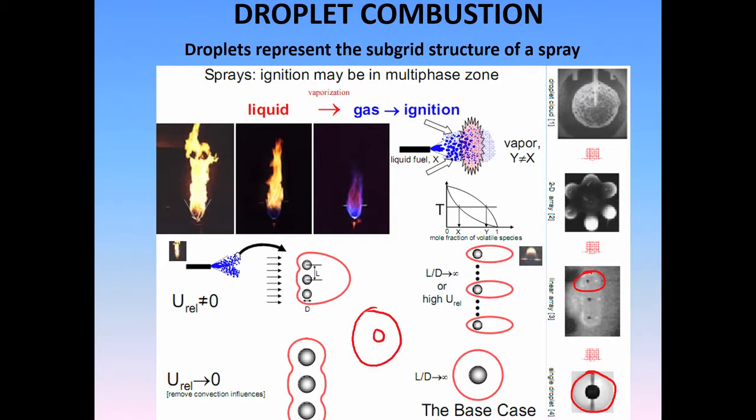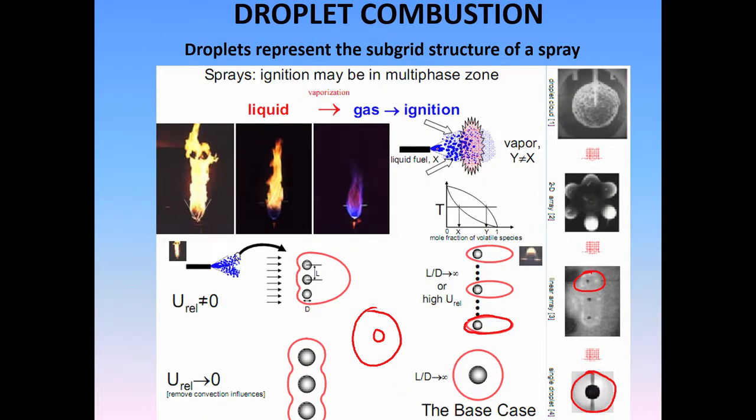If it is a round flame, it is under microgravity conditions. If it is a flame like this, then this is the normal buoyant flame that you will have around a droplet. Droplet combustion is important because droplets represent the subgrid structure of a spray. The spray is actually millions of droplets. In sprays, the ignition happens, that means the fuel has to be ignited in the multiphase region. Here, for example, a spray comes out containing millions of droplets. It is ignited right over there, and then you get this flame structure.